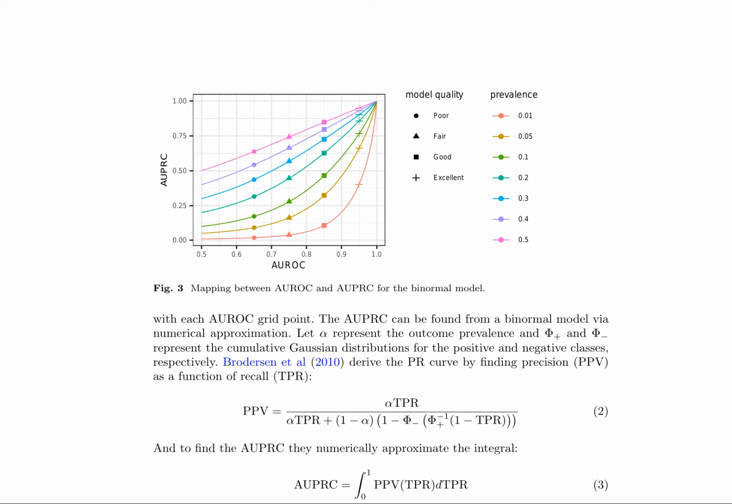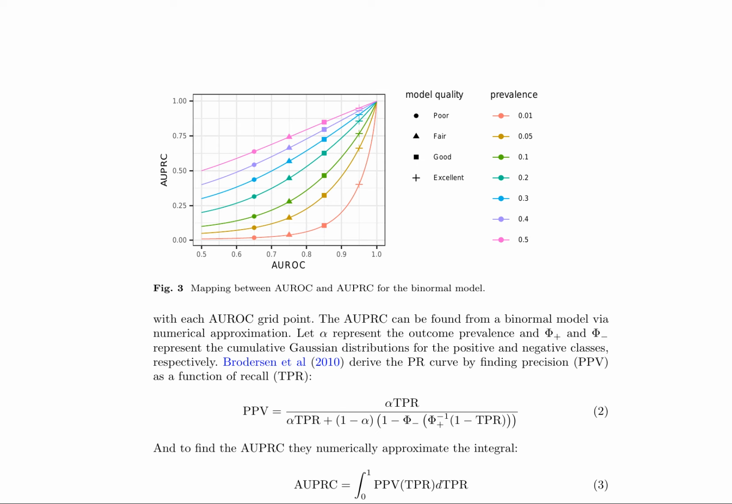The AUPRC can be numerically approximated from the binormal model using cumulative Gaussian distributions for the positive, phi plus, and negative, phi, classes. Precision, PPV, is calculated as a function of recall, TPR, using equation 2, derived from Brodersen et al., 2010. The AUPRC is then approximated by numerically integrating precision with respect to recall, as shown in equation 3.